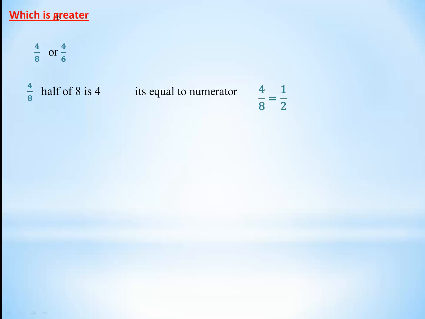Right? Now 4 over 6. The half of 6 is 3, and 4 is greater than half of 6. So 4 over 6 is greater than half. So which is greater? 4 over 6 is greater than 4 over 8.